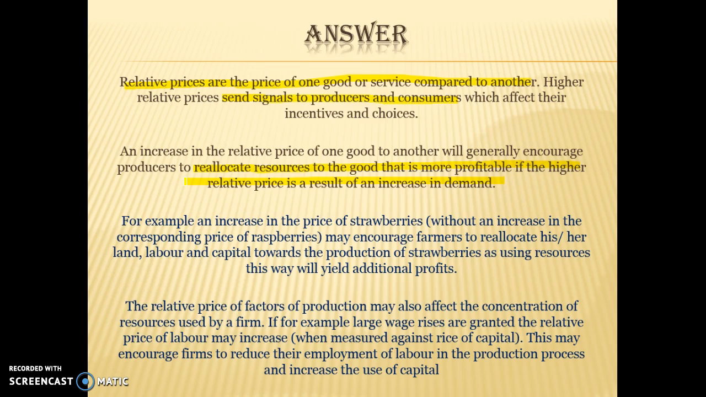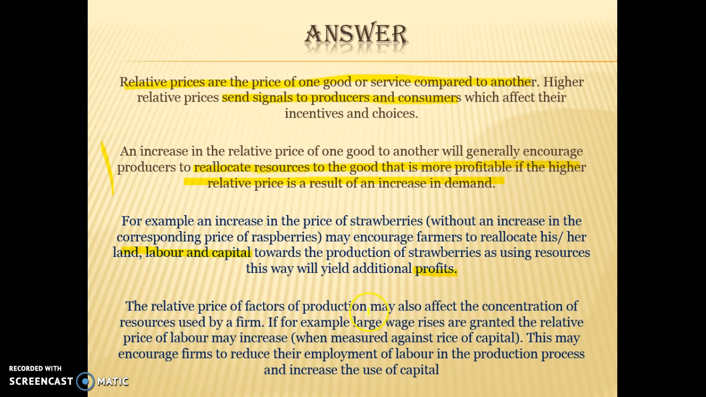So you define relative prices, you've explained how relative prices provide incentives to producers to shift resources, then you use an example. For example, an increase in the relative price of strawberries without an increase in the corresponding price of raspberries may encourage farmers to reallocate resources, land, labour, capital, explain what resources are, towards the production of strawberries, as using resources in this way will yield more profit.